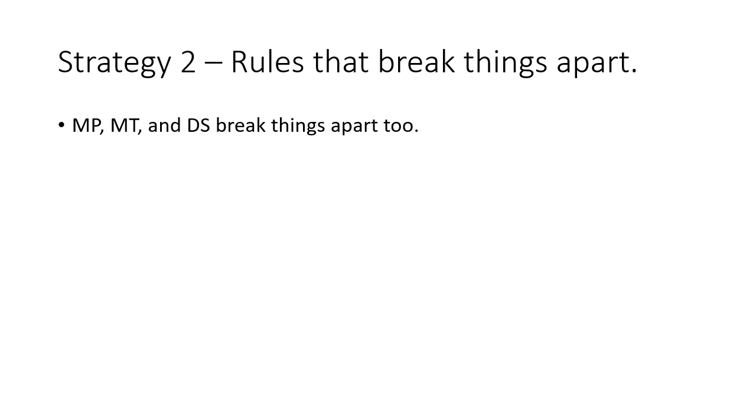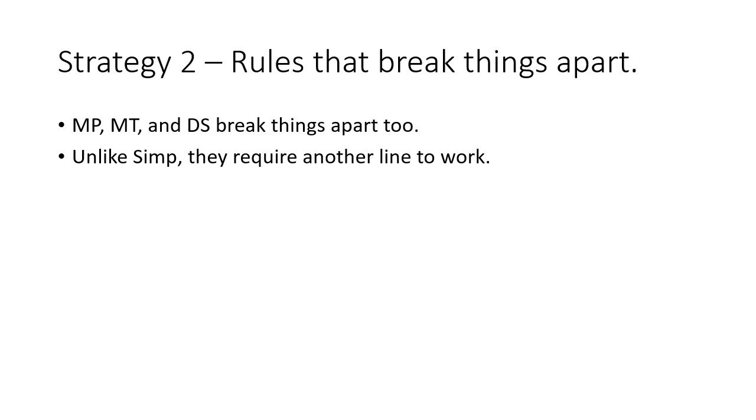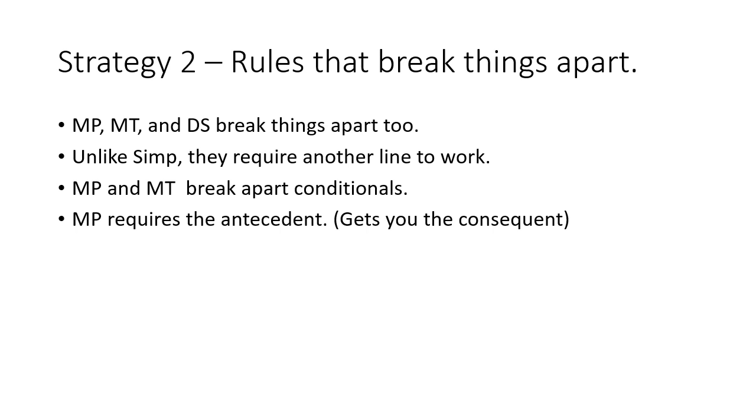Some other things to keep in mind are that modus ponens, modus tollens, and disjunctive syllogism also break things apart, but unlike simplification, they require another line to work. So modus ponens and modus tollens break apart conditionals. Modus ponens requires the antecedent of the conditional, and it gets you the consequent. Conditionals, if you'll recall, are the arrow sentences. So if you have P arrow Q, then modus ponens requires the antecedent, you need the P, and it gets you the consequent, the Q.